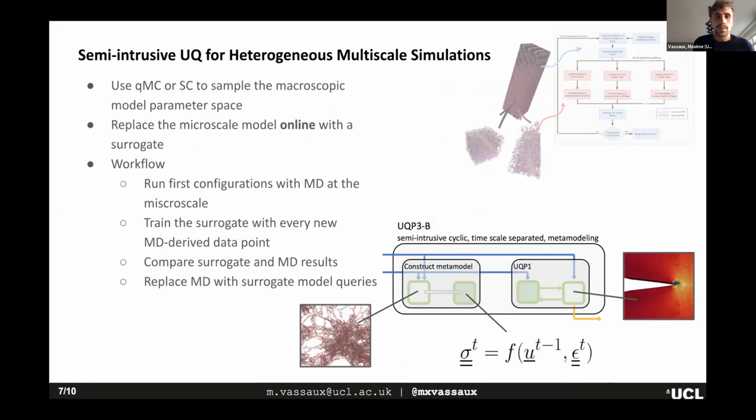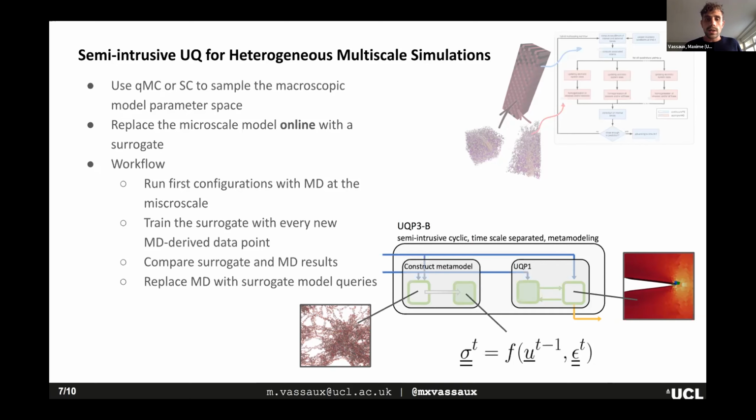So in the case of this advanced material application, the pattern is a semi-intrusive pattern. We have an asynchronously cyclic multi-scale application, which means that iteratively you go from the macro scale to the micro scale, and so we call it a semi-intrusive pattern, as we would like to replace the micro scale model by a surrogate, and we would like to do that online during the execution of the UQ campaign.